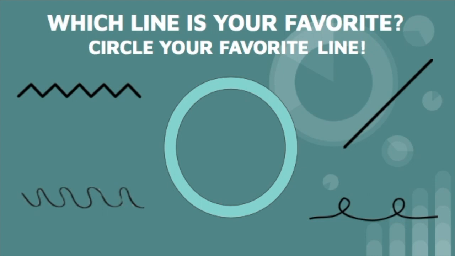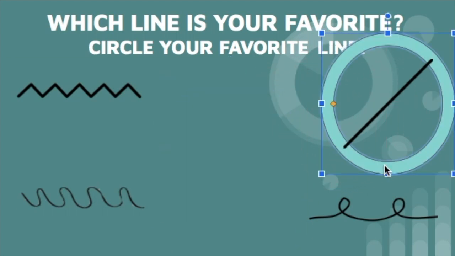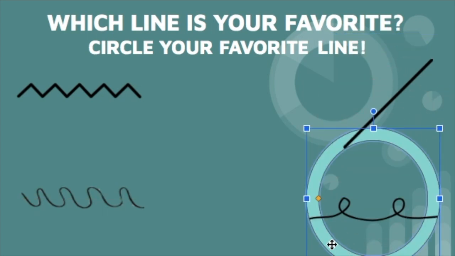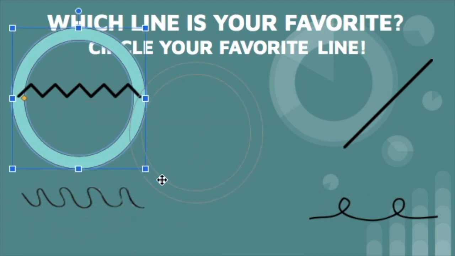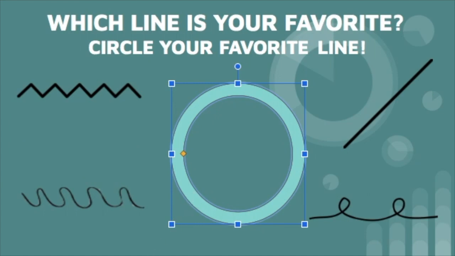Last slide for our assignment today is asking you what your favorite line is. You're still going to click to select the circle, but now you have 4 choices. You have to decide which line is your favorite, whether it's the straight line, the loopy line, maybe you actually like the wavy line, or maybe your favorite is the zigzag. Whatever your favorite is, you're going to leave your circle behind it. Remember, do not drag it back to the middle.